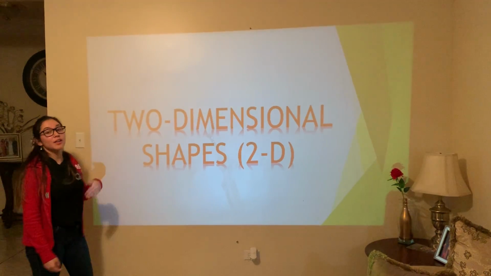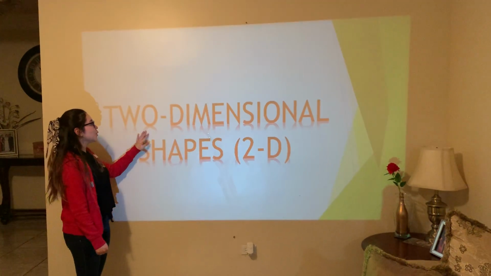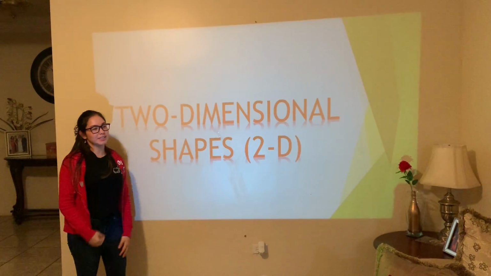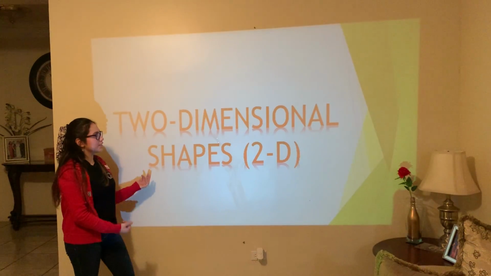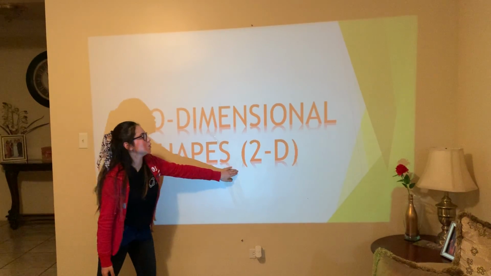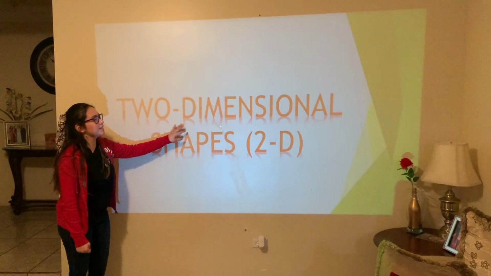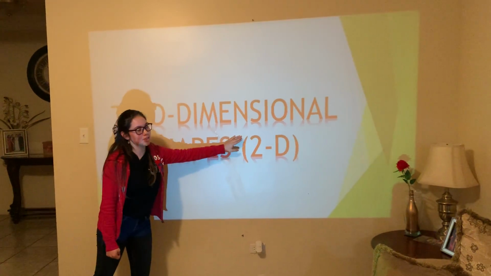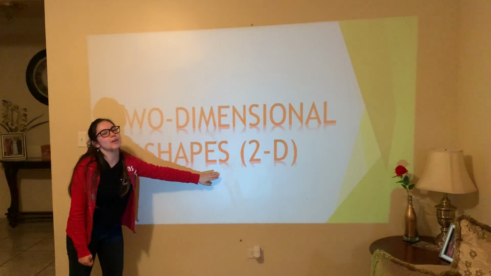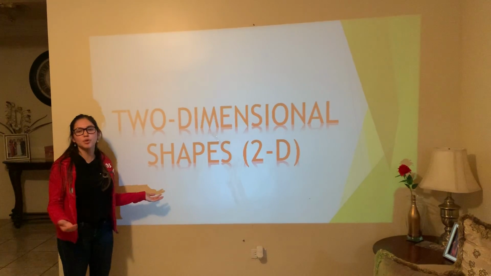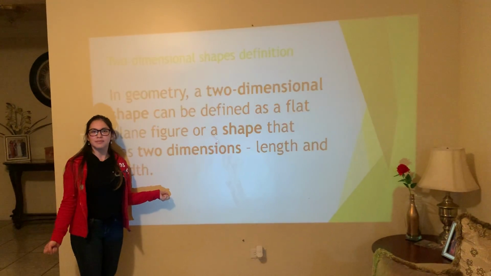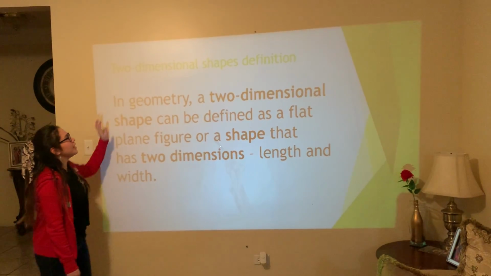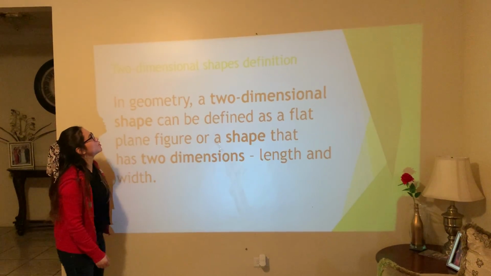Another name for shapes is two-dimensional shapes. To make it simpler, it's 2D. Can you repeat it, please? Two-dimensional shapes. Okay, perfect. And do you know why that is?